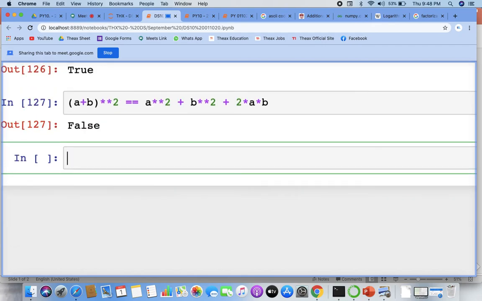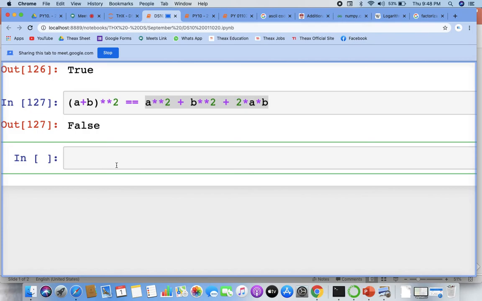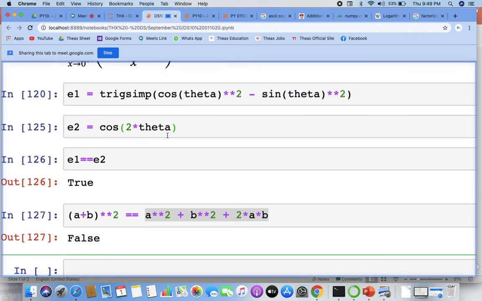Okay. Run this and it is false. Why false? So Python said false. Why? Because it's not simplified. It's just comparing the things. See, when you are comparing expressions, we cannot just use equal equals. Equal equals is something used when the values are same, not expressions. In the above case, this value and this value is same. That's why we got the correct result.